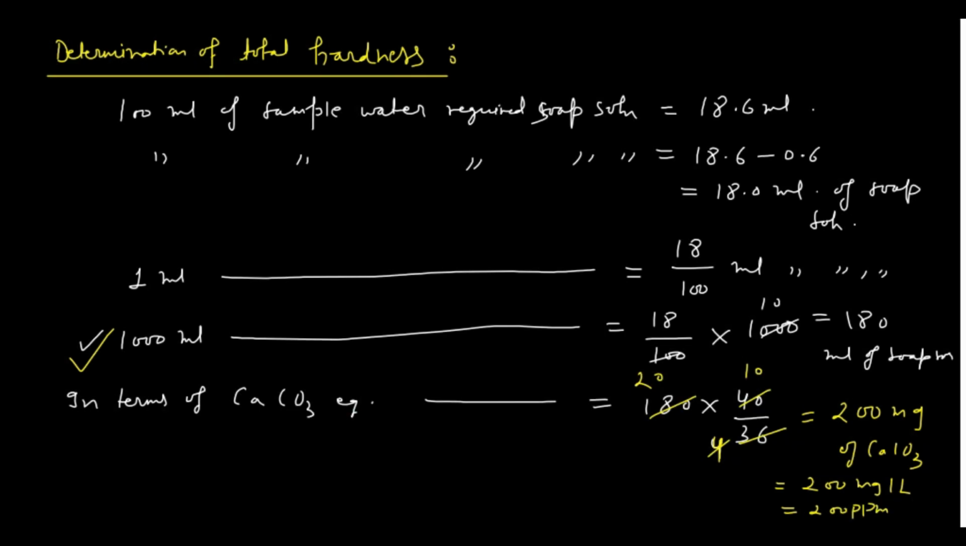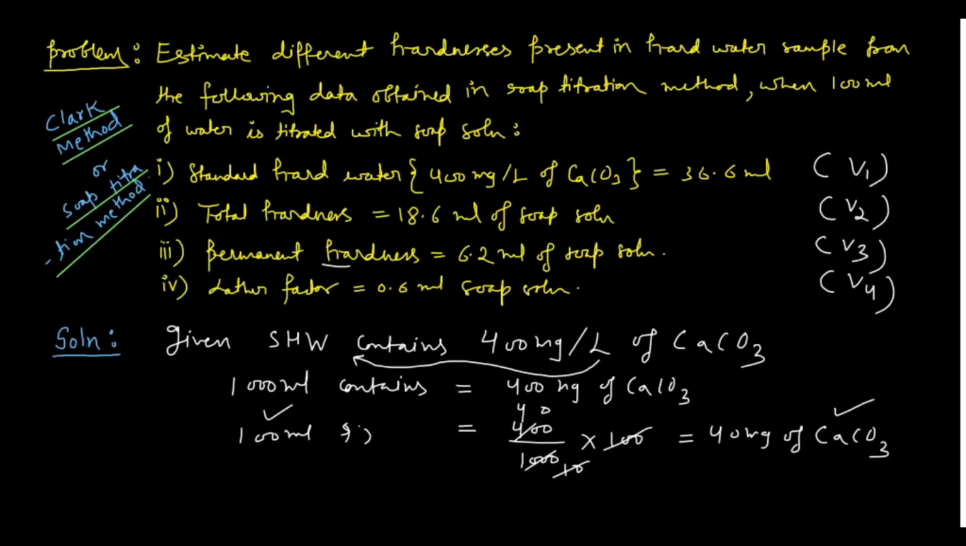So your total hardness is 200 ppm. Now if you go back and check your question, for permanent hardness the soap solution required is 6.2 ml. The same calculation which I have done for the total hardness, which I did for the standard hard water, that was for the standardization.